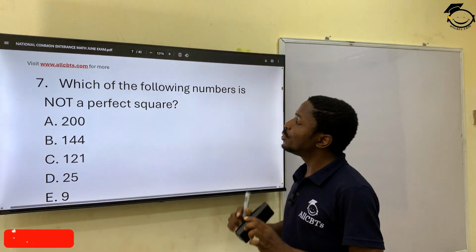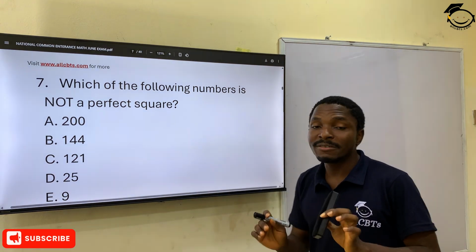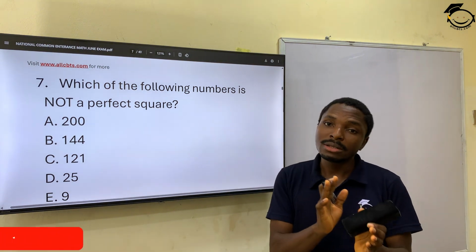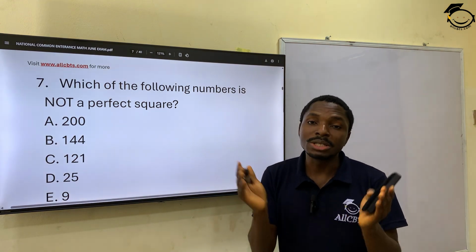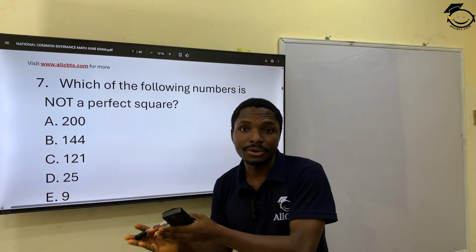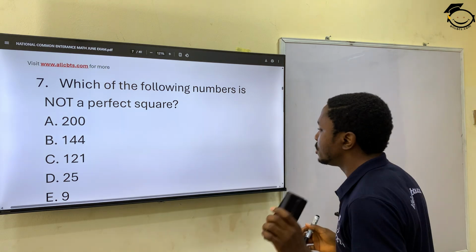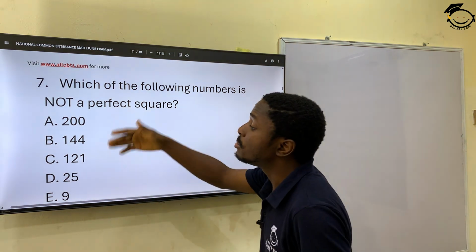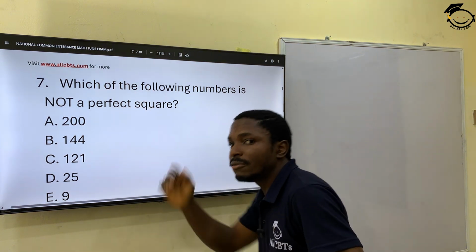Question 7. Which of the following numbers is not a perfect square? What's a perfect square? A perfect square is a number that is two times of a number that's exactly the same. You multiply them together and it gives you a certain figure. Exact same number, right? Note that. So which of these numbers is not a perfect square, or which number will you multiply by itself that will give you any of these numbers?